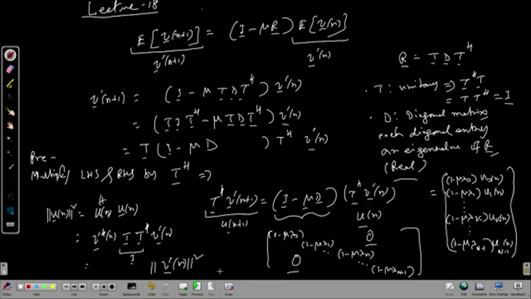So, the norm square of u(n+1) will be the norm square of this, but the norm square of this is the square of this term plus the square of this term plus dot dot dot plus the square of this term. This is what I will write on the next page.